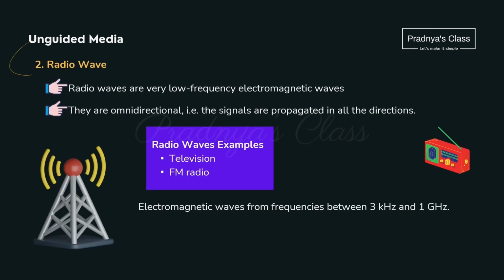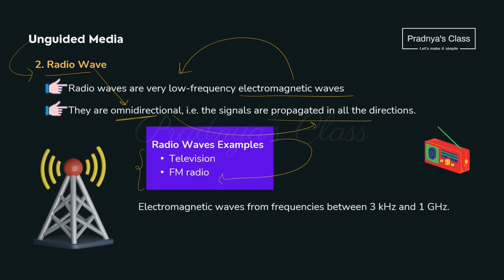The second unguided media is radio waves. These are also electromagnetic waves but they have low frequency. Here is one more property of the radio waves. It is omnidirectional, meaning it can propagate in all directions. Here are the examples. We use radio waves in FM radio as well as in television.